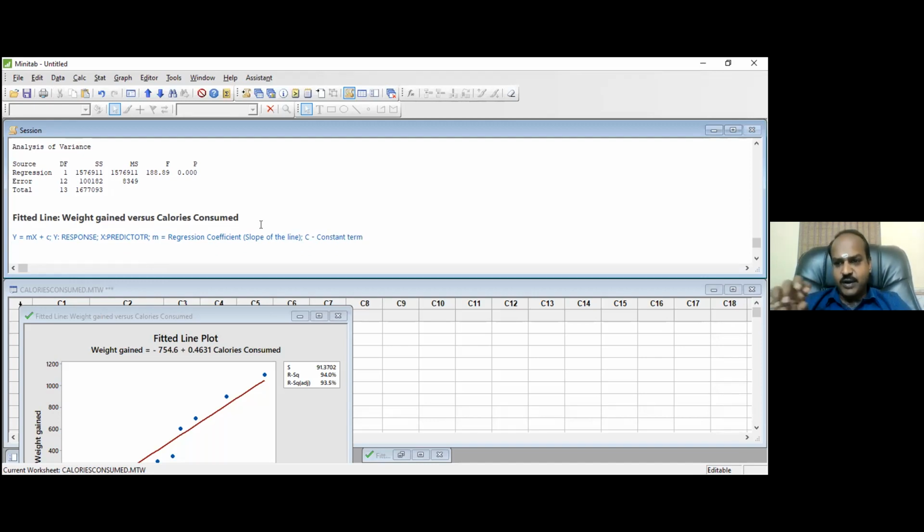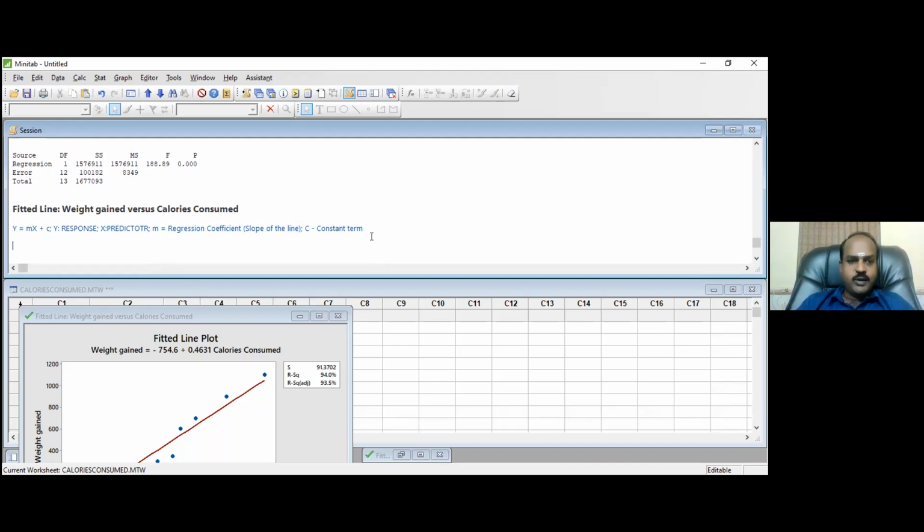In order to form the regression equation, you only need to know the value of the regression coefficient and the value of the constant term. If you fill up those values, your regression equation is ready. Am I right? That is what is written here. Weight gain equals minus 754.6 plus 0.4631 into calories consumed.